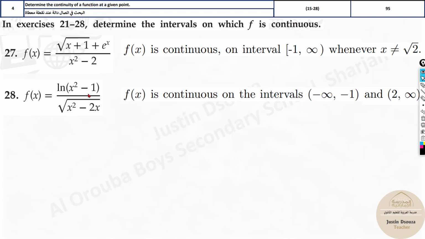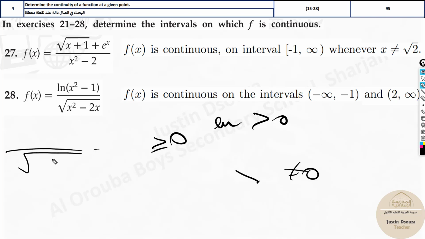Whenever you see a square root, whenever you see ln, you need to know what to use. When it's a square root, you must use greater than or equal to 0. When it is ln, you must use greater than 0. Now, what if it's in the denominator? Then it should be not equal to 0, okay? But now in this case, it's in the denominator, square root and denominator. So you can't use greater than or equal to 0. Why? It should be greater than 0.